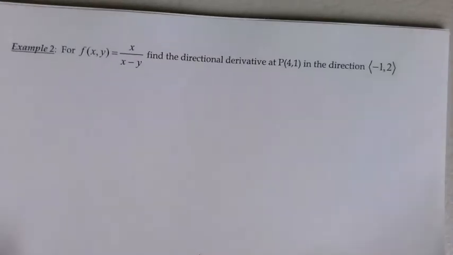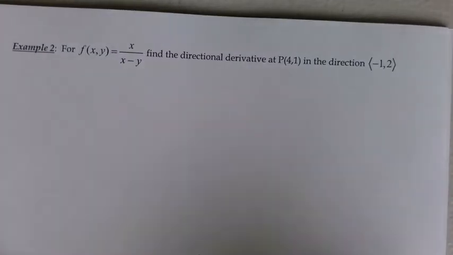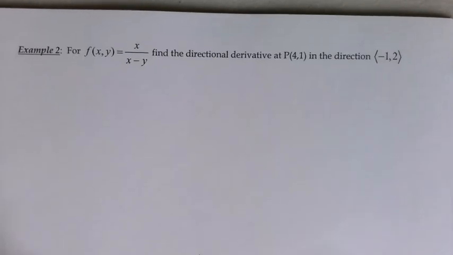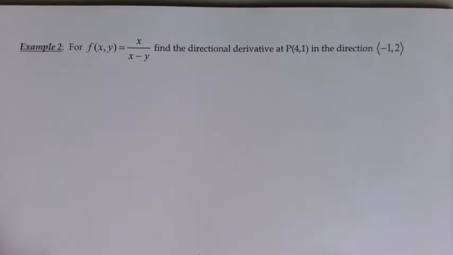All right, let's take a look at a couple more examples with some different functions. In example 2, we have a new surface, x over x minus y, and I'd like the directional derivative at the point 4, 1, and in the direction negative 1, 2.